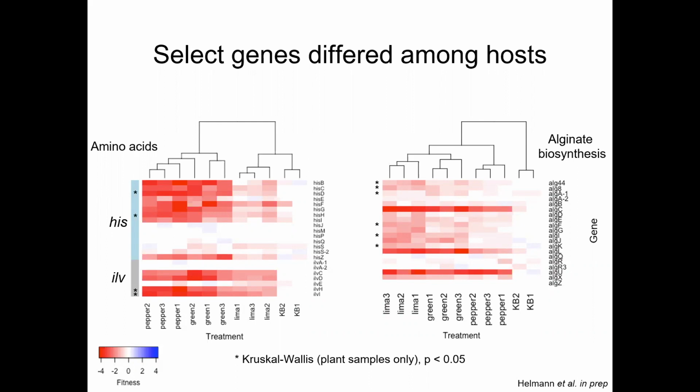Alginate biosynthesis also came up again in the screen, where the mutants were less fit relative to the average strain in lima bean and in green bean compared to the same mutants in pepper. To wrap up some of this work, we're looking into whether the abundance of these amino acids in the apoplast differs, as these fitness values would suggest.